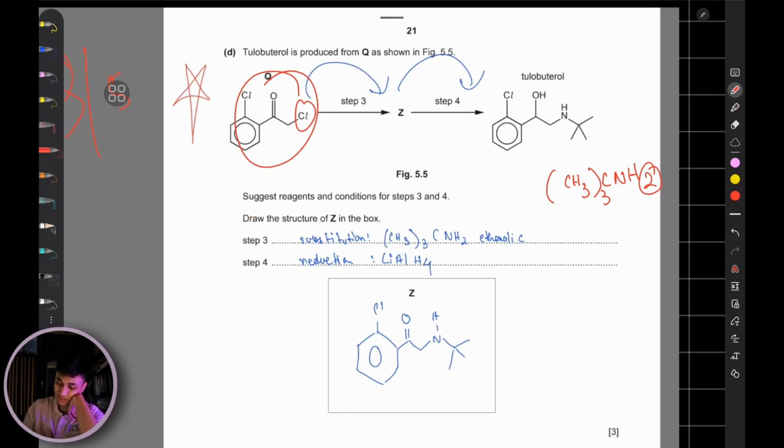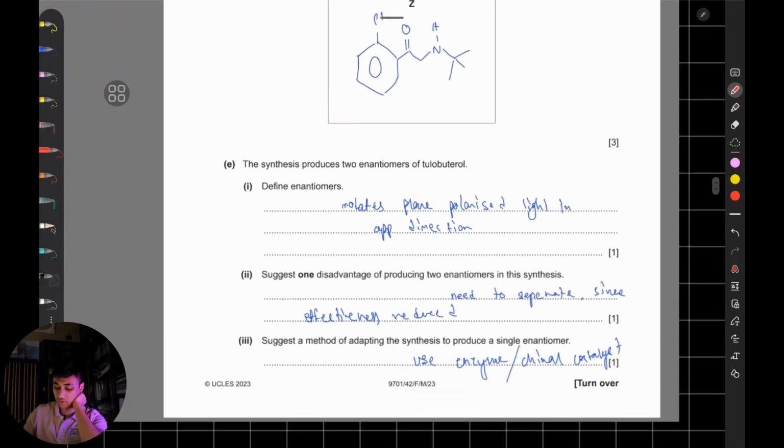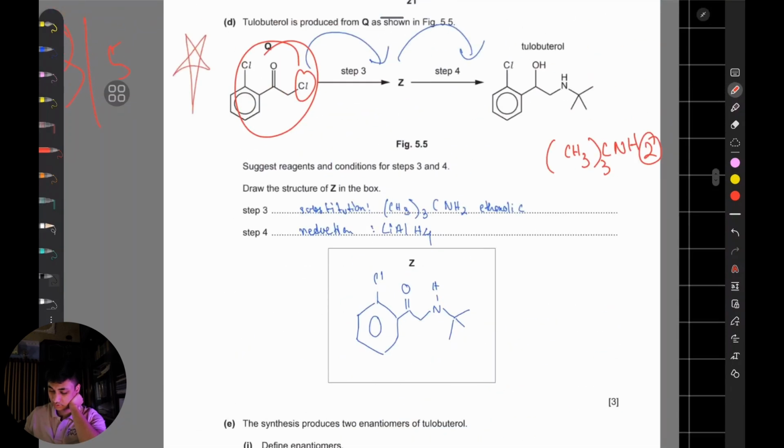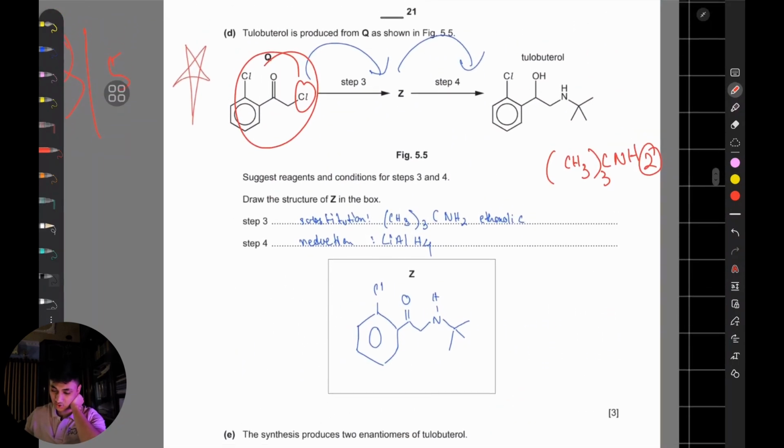And that is step 3. So after step 3, you have formed this. Now in step 4, you're going to reduce this oxygen double bonded to the carbon to form the OH, form the alcohol, 2-degree alcohol, right? So you're going to reduce it via lithium aluminum hydride. Okay. Now in case of Z, what is Z? Draw the structure of Z in the box.